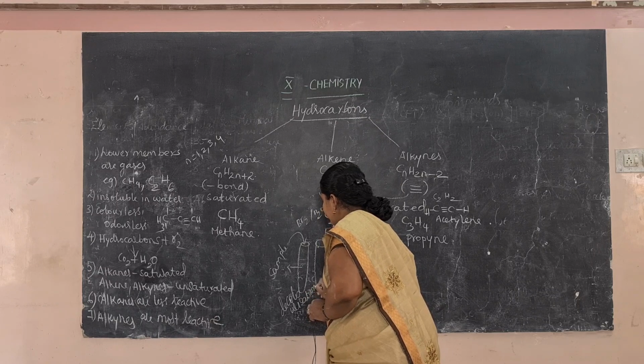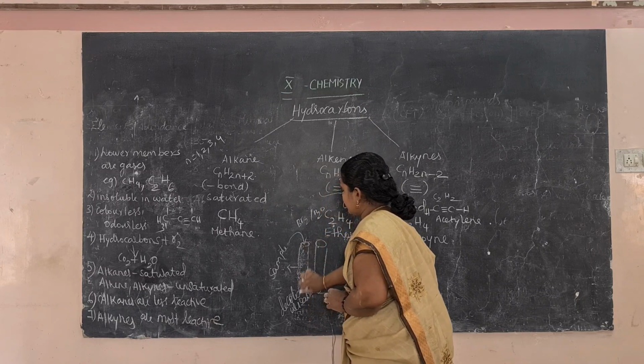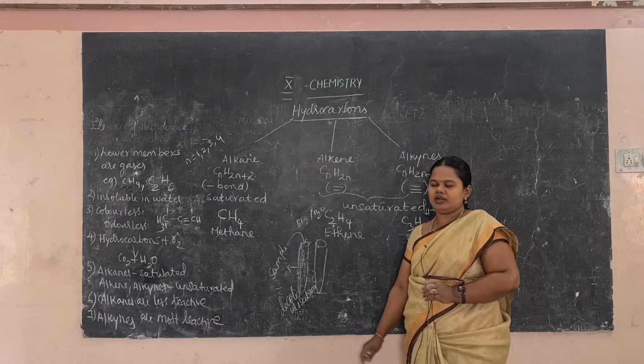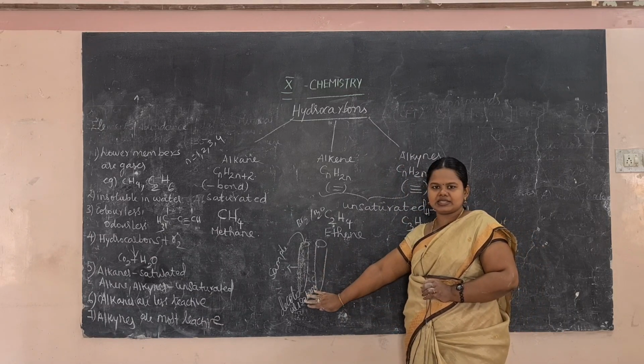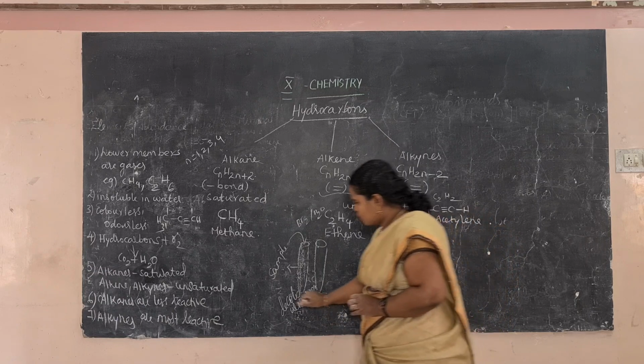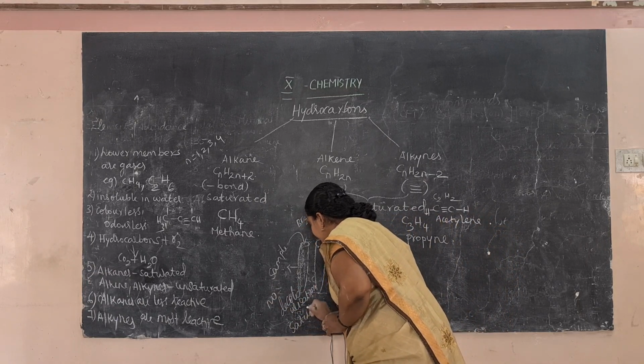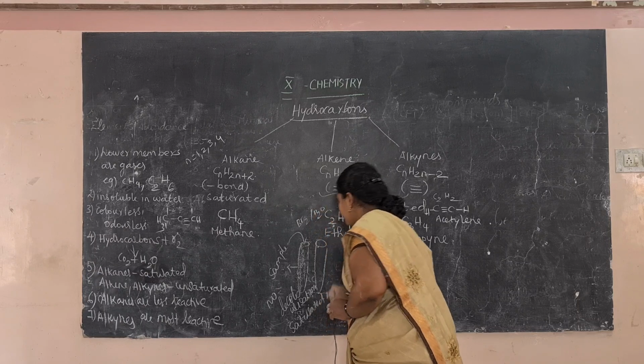If it is saturated, there won't be any decolorization. The yellow color will remain as such. The bromine water color is yellow, and the yellow color will remain if it is saturated. No decolorization if it is saturated.